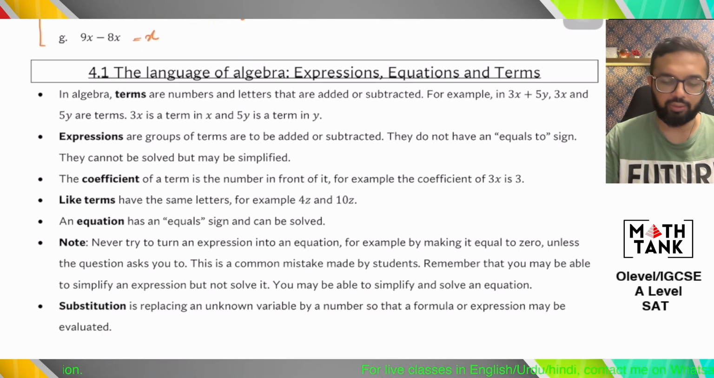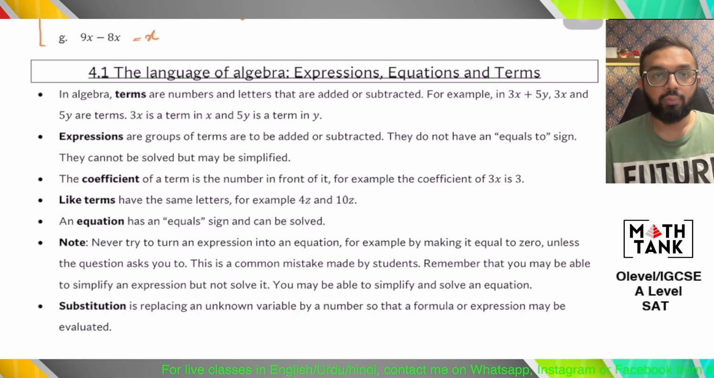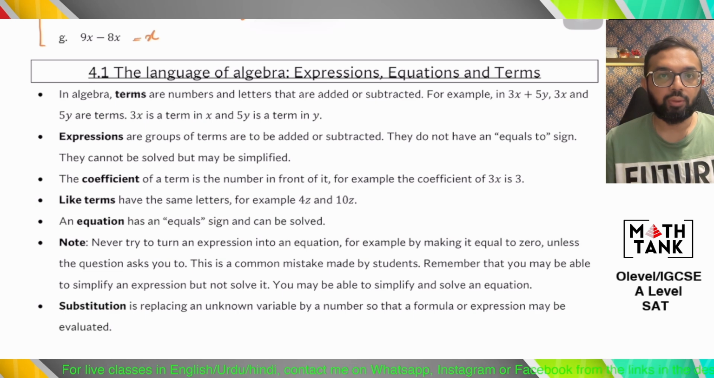Okay, so let's talk about the language of algebra now. In algebra, terms are numbers and letters that are added or subtracted. For example, in 3x plus 5y, 3x and 5y are terms. 3x is a term in x, and 5y is a term in y. Okay, expressions are groups of terms that are to be added or subtracted. They do not have an equals to sign.